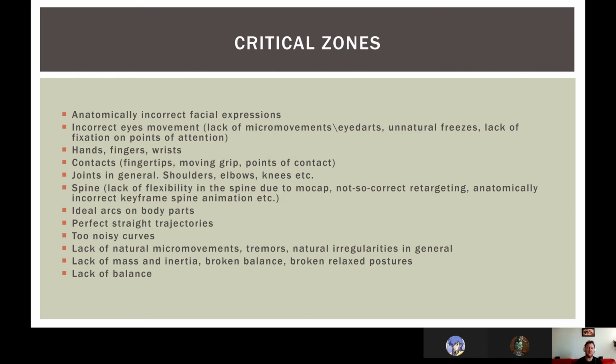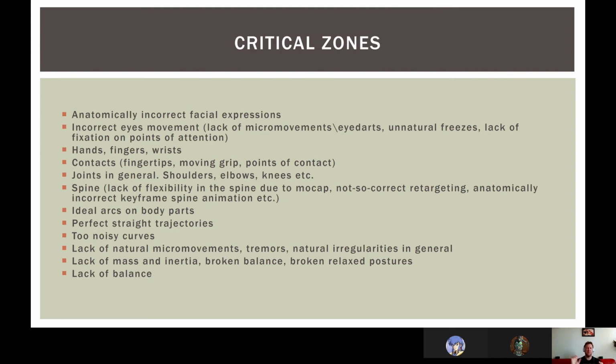If you lack micro movements, if you lack eye darts, if the eyes are just focused on one point for a certain amount of time, if you're lacking the fixation on points of attention, if the character isn't changing the point of attention, even if the character is looking at the other character's face, like in a one-on-one conversation, a real person never looks at the same spot for a long period of time. You're always looking at the eyebrow, at the chin, at the nose, at the eyes.